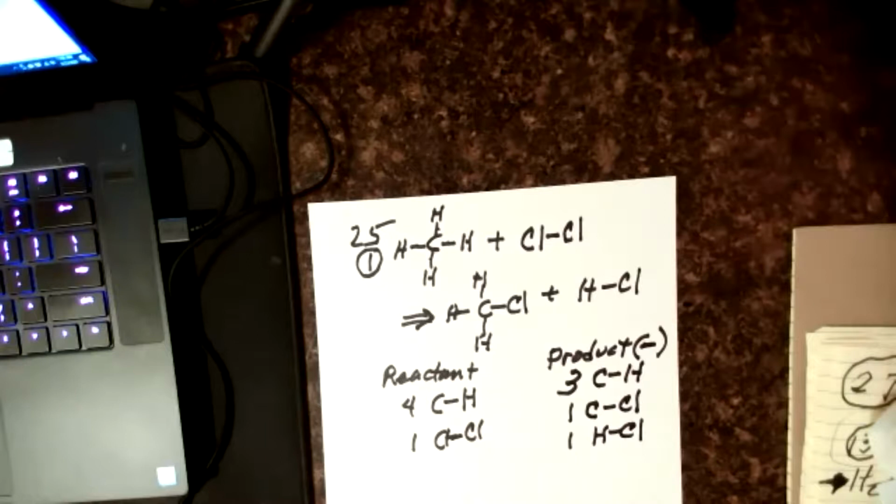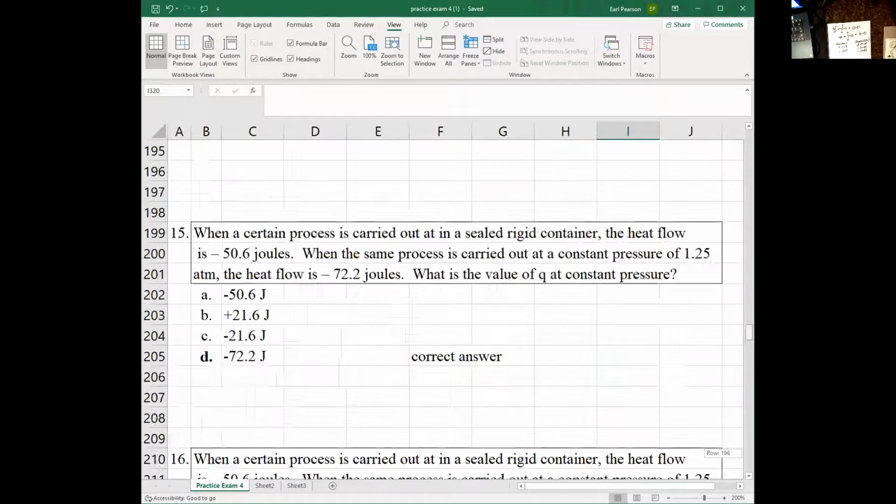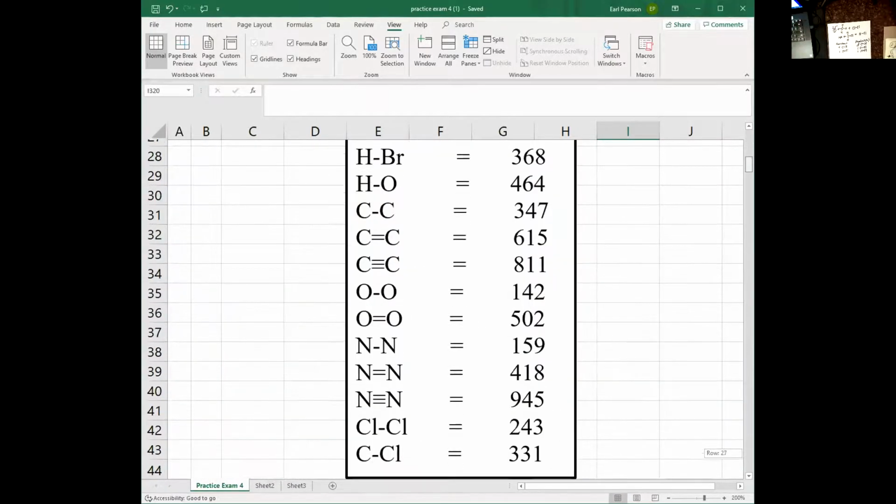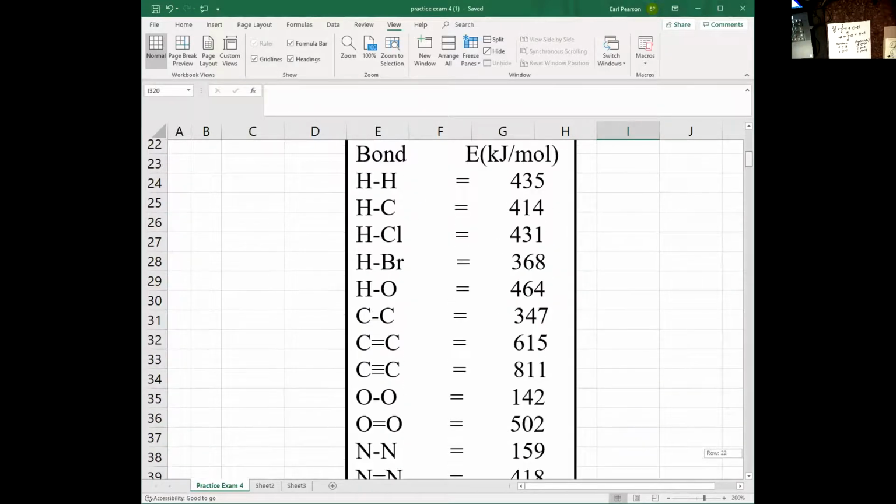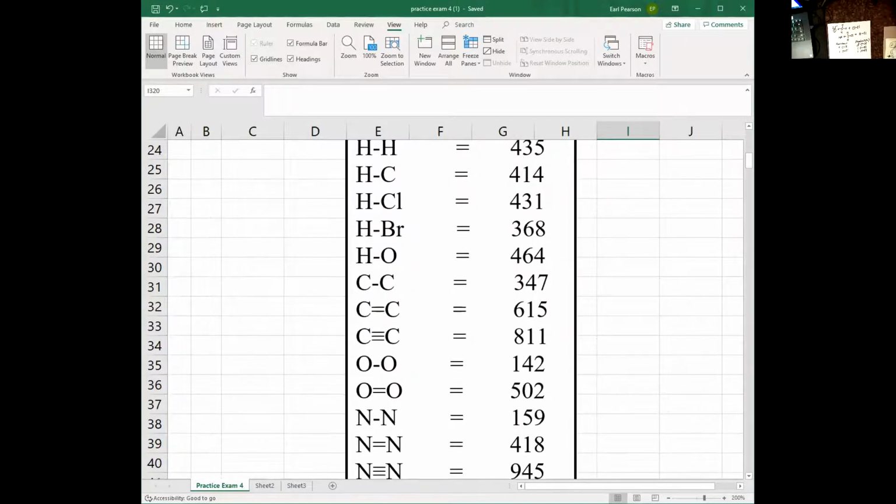So now let's go to our heat of formation table, and I'll need to screen share with you so that you can watch me get that. Let's go to that data table we had up here. Where is it? There they are. Okay, now the CH bond, or H to C bond, is this one, 414, and I got 4 of them. So it's 4 times 414.